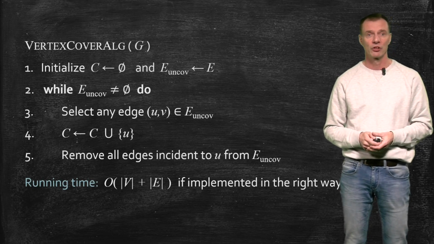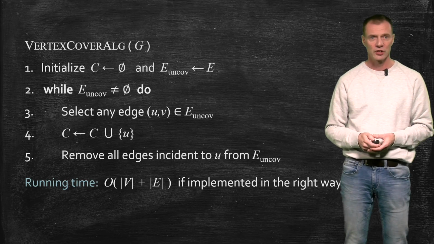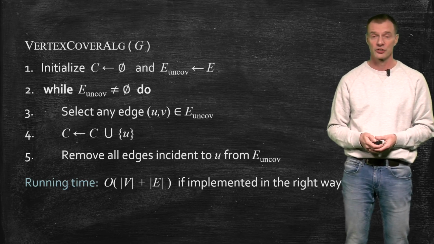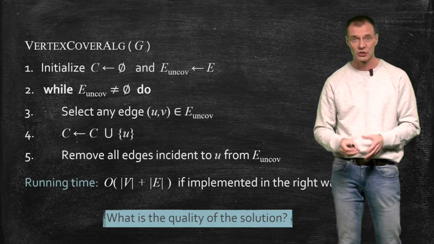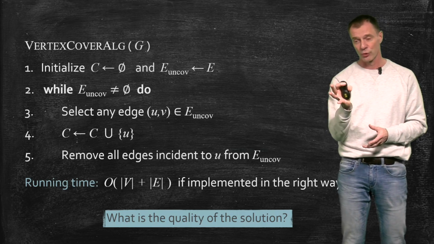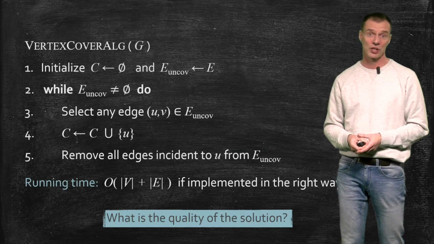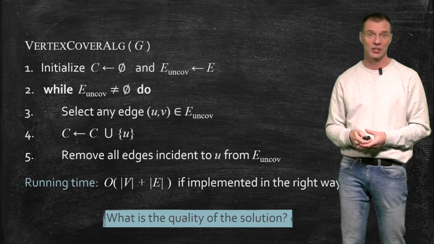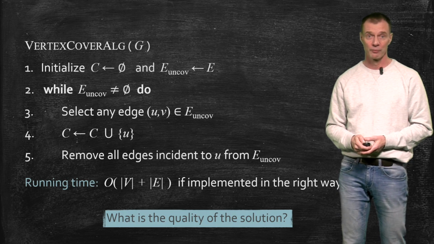If you implement it in the right way, you can get a running time which is linear in the size of the graph. But for us, what is important is, what is the quality of the solution? This algorithm computes a cover with a certain number of vertices. Is it going to give a minimum number of vertices? If not, how close to the minimum possible will it be?